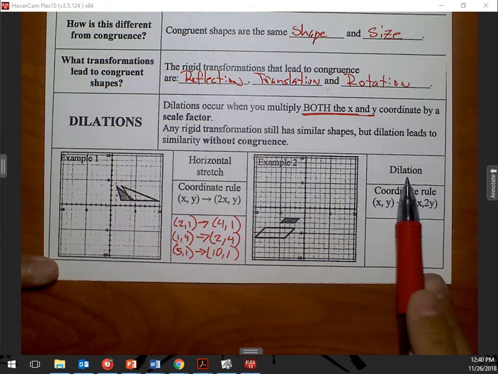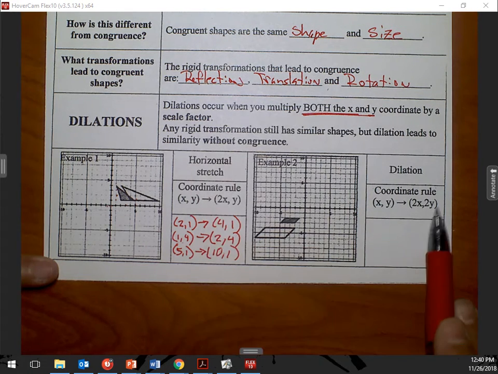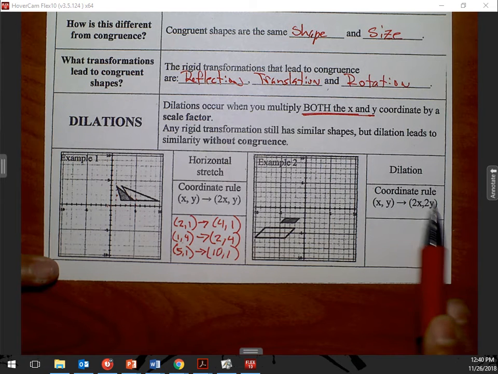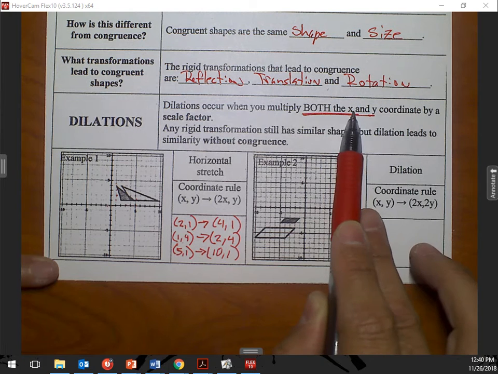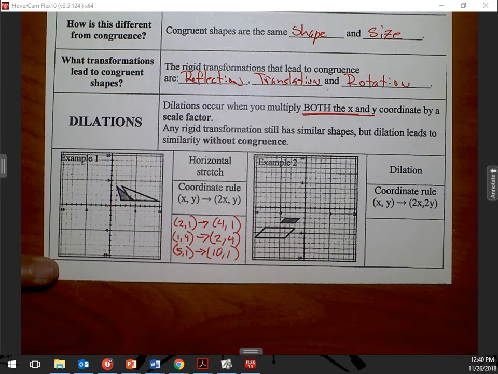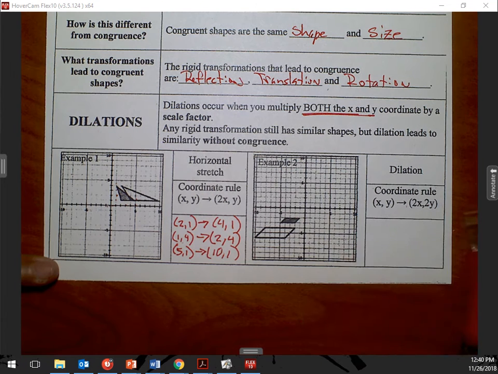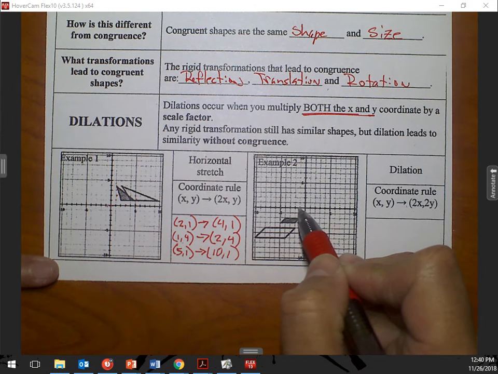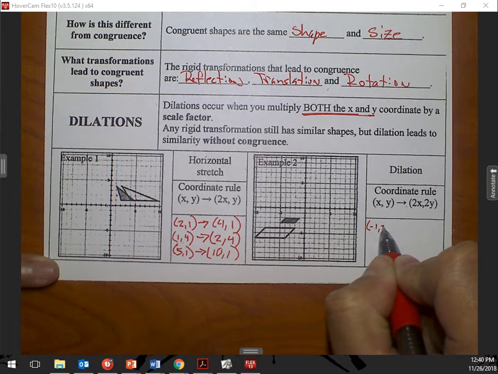Over here, dilation changes both x and y by the same scale factor. What is the scale factor here? The scale factor is 2. It says to multiply both x and y coordinates by a scale factor, and the scale factor here is 2. So now let's do this one. This point is going to be -1, -2.